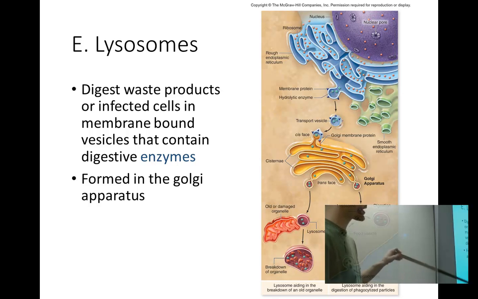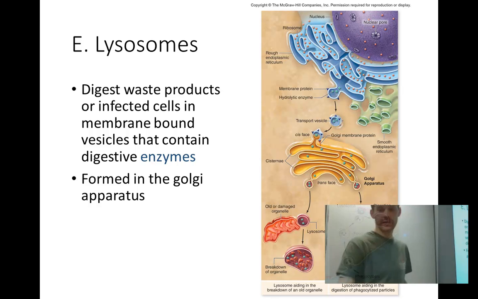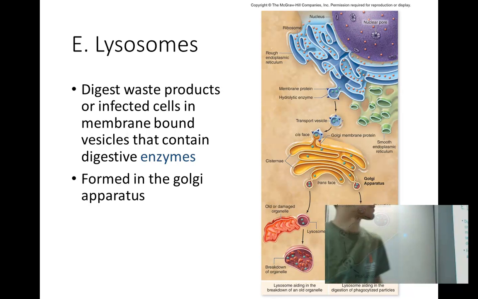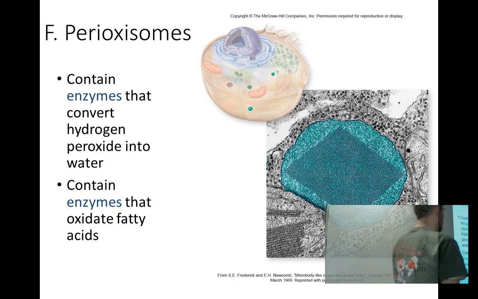Formed in the Golgi apparatus, what's doing the work in there are these digestive enzymes. They're basically just these little circles found throughout the cell. When something gets old or damaged, like this mitochondria here, the lysosome will envelop it, break it down, and recycle it. So these are the garbage guys, the trash guys. They come and pick up the trash and sort it out.